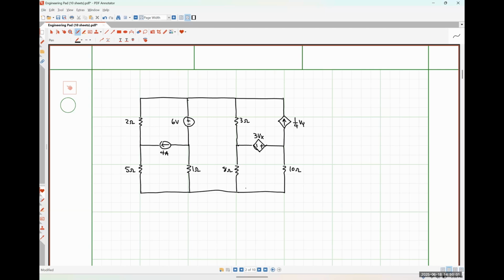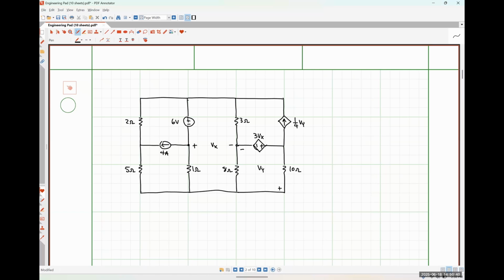Let's say that the voltage drop across this open circuit here is Vx, and let's say that the voltage drop across this diagonal open circuit here is Vy. Okay. So we have something that's really gross.